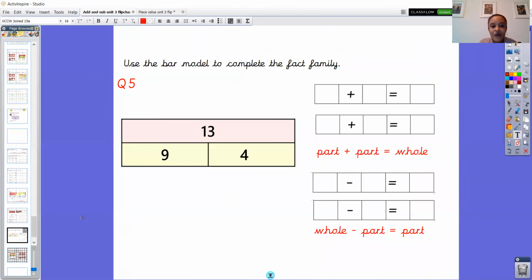Brilliant. Question 5, we've got a part-whole model, bar model, which is showing the parts and the wholes, and I need to put the number sentences in. Remember, part add part equals whole to start with, so 9 add 4 equals 13. Then we swap them round. 4 add 9 equals the whole again, 13. Then we're going to do the subtractions. We start with the whole, 13 take away 1 part, which is 9, gives us 4. And then the whole again, 13 take away 4 equals 9. So double check you got all those right, but I'm sure you did. We did lots of practicing of that one.